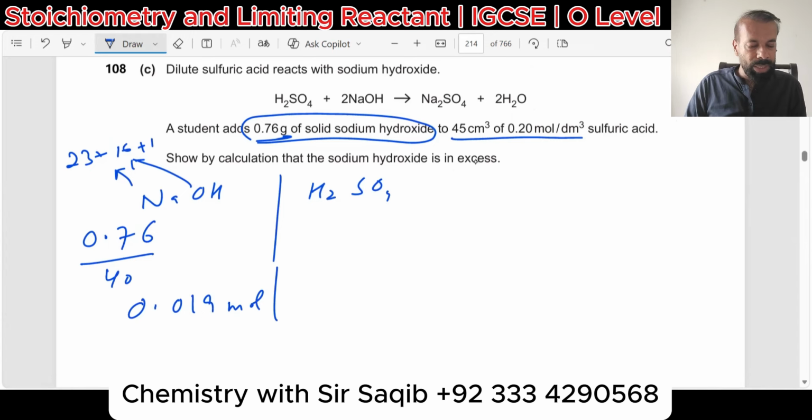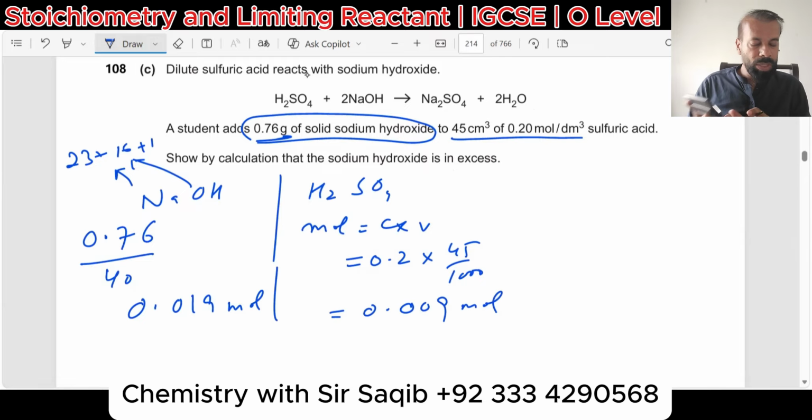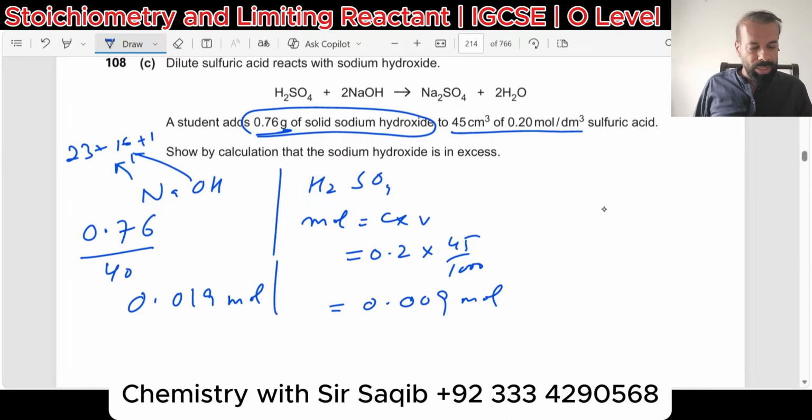And how much sulfuric acid is given? For sulfuric acid, mole is equal to C times V. C is 0.2 and volume is 45 over 1000. So 45 divided by 1000 makes 0.045, multiplied by 0.2 is equal to 0.009 mole. Now which is limiting?